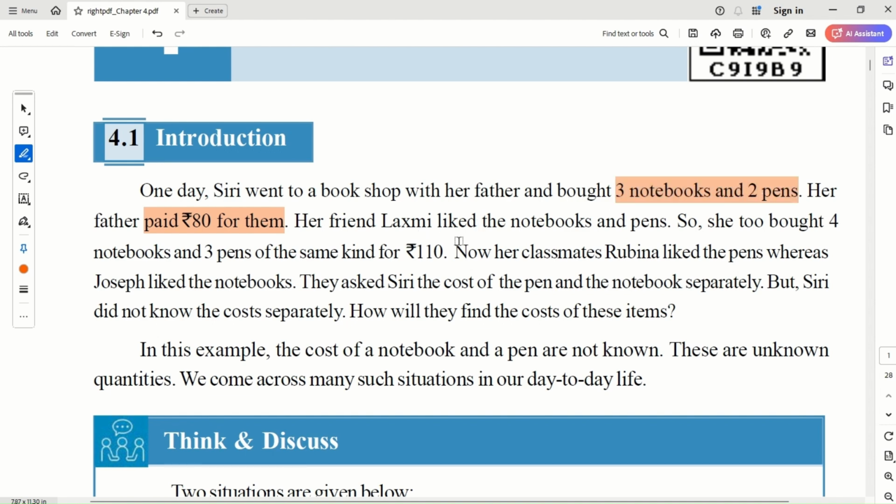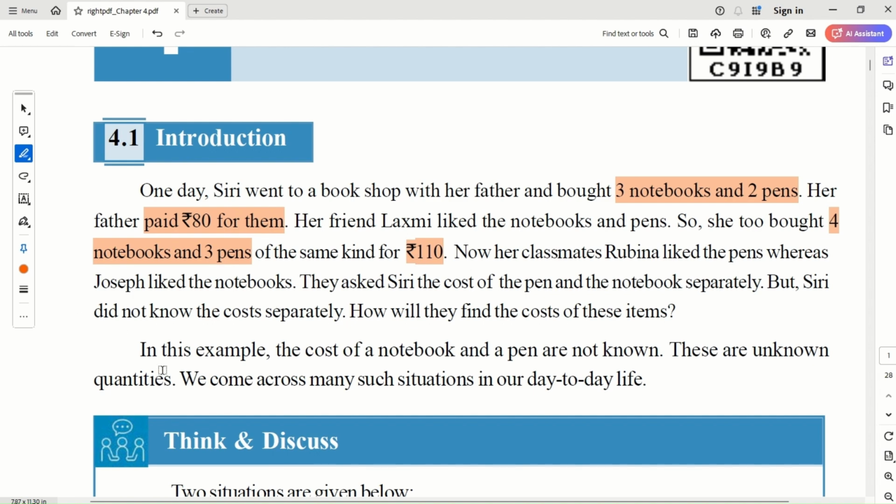Her friend Lakshmi liked the notebooks and pens, so she also bought four notebooks and three pens for 110 rupees. Now her classmate Rubina liked the pens, whereas Joseph liked the notebooks. They asked Siri the cost of the pen and the notebook separately, but Siri did not know the cost separately. How will they find the cost of these items? This is a very normal real life situation. You buy a bulk of things and then try to figure out the individual cost.